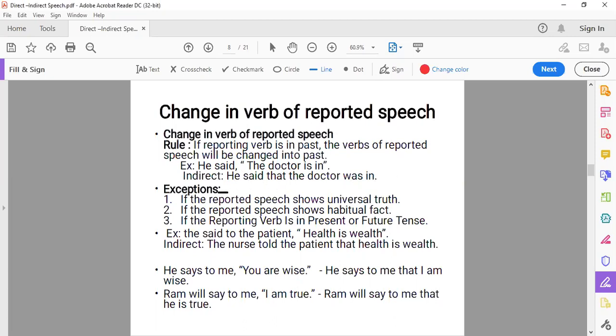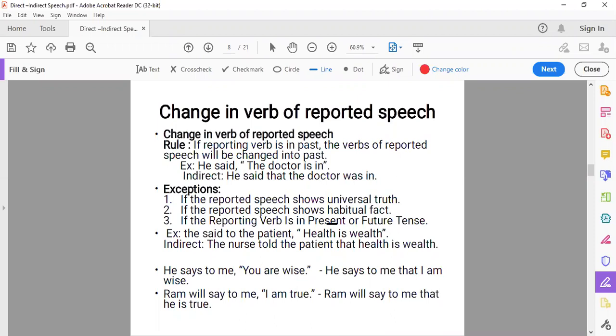Then there are some exceptions of this rule. Because on one side we are given the rule that if the reporting verb is in past, the verb of the reported speech will be changed into past. But there are some exceptions also. First is, if the reported speech shows a universal truth, if the reported speech shows a habitual fact, a habit mentioned in it, and you can add here with the universal truth, some historical fact also, some scientific truth also. If there is a scientific fact or a historical truth or fact, then also there is no change of the tense.